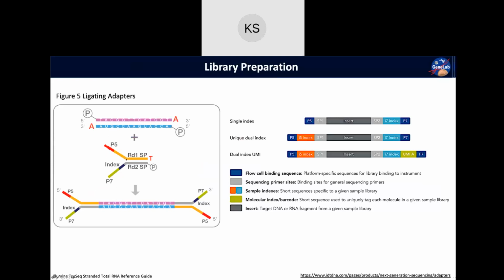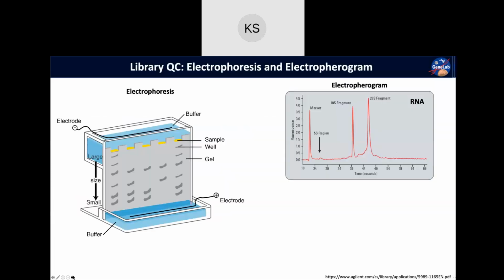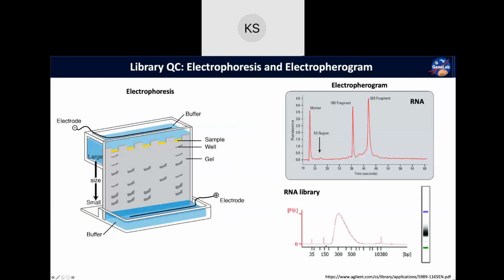So you would have your P5 side and then your P7 side making what's known as an adapter dimer. So then you have roughly 75 base pairs of this side, roughly 75 base pairs of your P7 side to give you roughly 150 base pairs in total, which you will see if you have that contamination and did not properly filter out for adapter dimers. So this is not a good library. I would not sequence this.